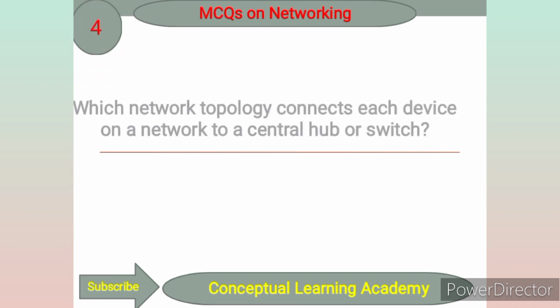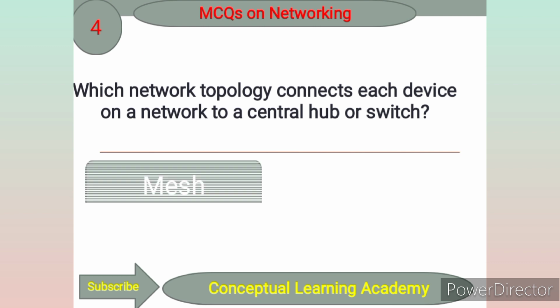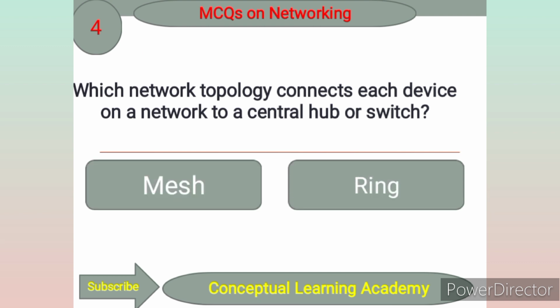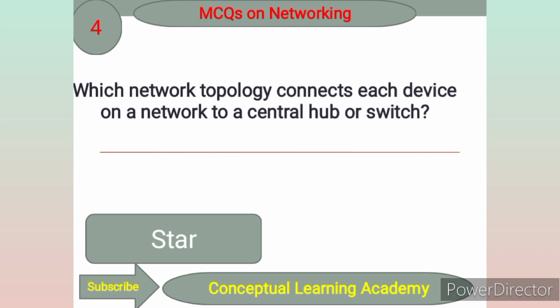Question number 4. Which network topology connects each device on a network to a central hub or switch? Option number 1, mesh. Option number 2, ring. Option number 3, star. Option number 4, bus. The correct answer of this question is star topology.